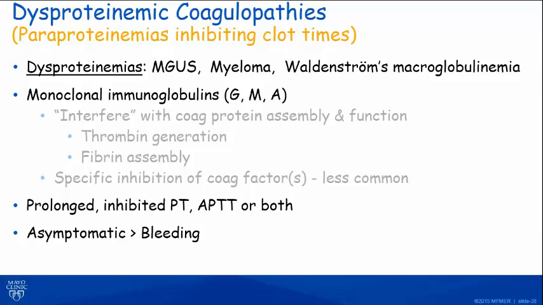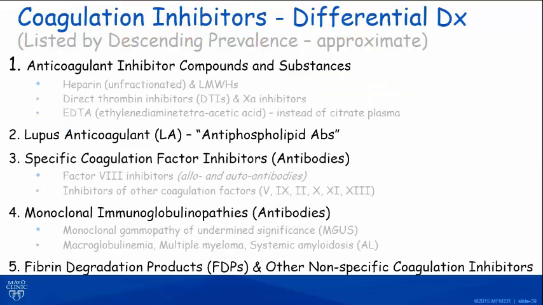If an inhibitor is not a specific factor inhibitor, it's not heparin or a direct-acting anticoagulant or lupus anticoagulant, then the next thing to consider is a dysproteinemia. These immunoglobulins sometimes can interfere with clotting protein assembly and function in ways that are not well defined. Rarely, they are specifically directed against a factor such as von Willebrand factor or others. So you find a prolonged, inhibited PT, PTT, or both. More often, in clinical experience, the patients may be asymptomatic, but they might have bleeding.